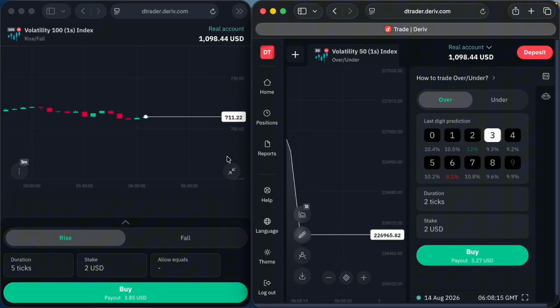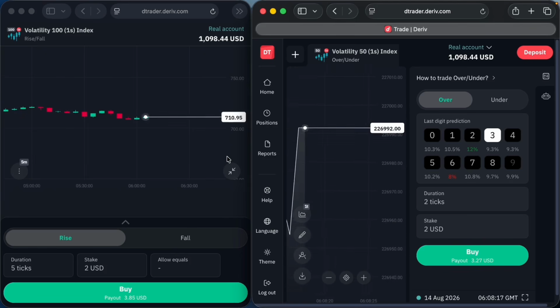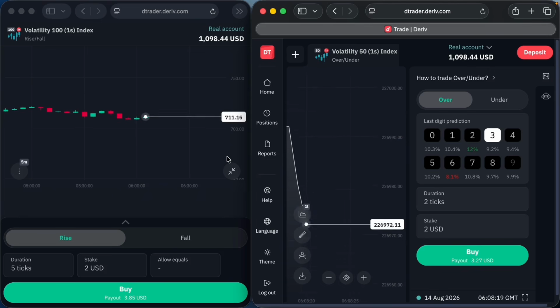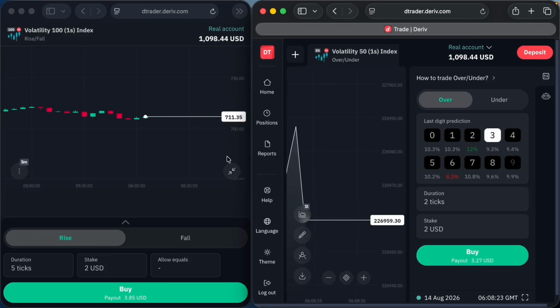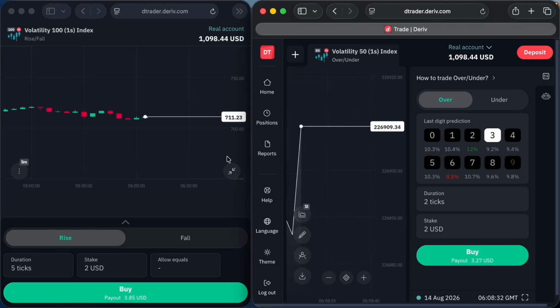Now, what is the downside? Over-under has its weaknesses. One of the biggest problems is overconfidence. A trader might look at a contract such as over 1 and think, most digits are above 1, so surely this is easy. The win rate is extremely high, so I will not incur any loss. And then that one losing digit appears.